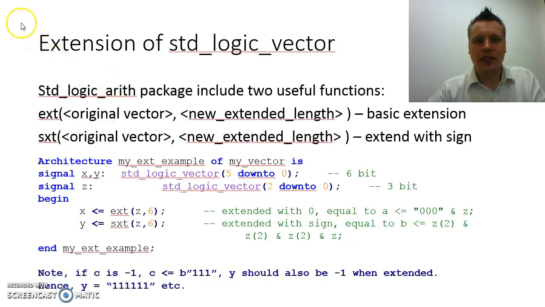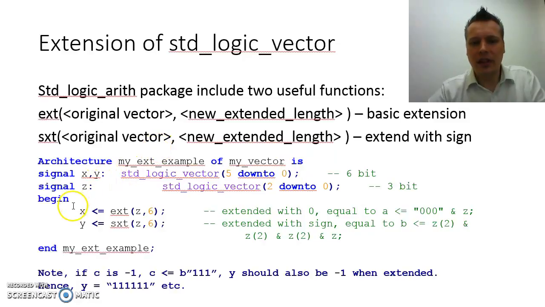Furthermore, if we want to extend bits, the last example showed that we are able to extend bits by just regular concatenation. There are other ways that are a little bit more clever. The standard logic arithmetic package includes 2 very useful functions: the extend function and the sign extend function. It's probably the latter we are going to use most, since that preserves the sign of the original vector. Basically, we define the original vector, and then how long we want the new vector to be.